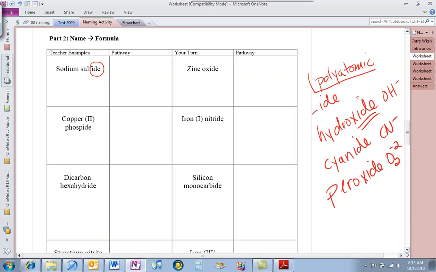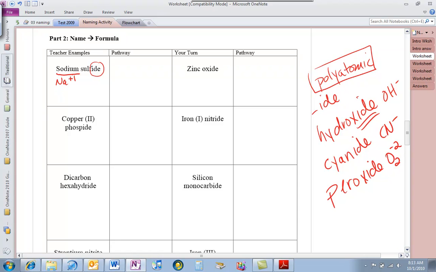Put a little note next to those polyatomic ions, because for those ones, if it ends in ide, it's not an element off the periodic table. Otherwise, everything else is an element off the periodic table. So here we have sodium sulfide. Now we look to the periodic table. Find sodium. It's a group 1 metal. What charge is it going to be? It's going to be Na plus 1.